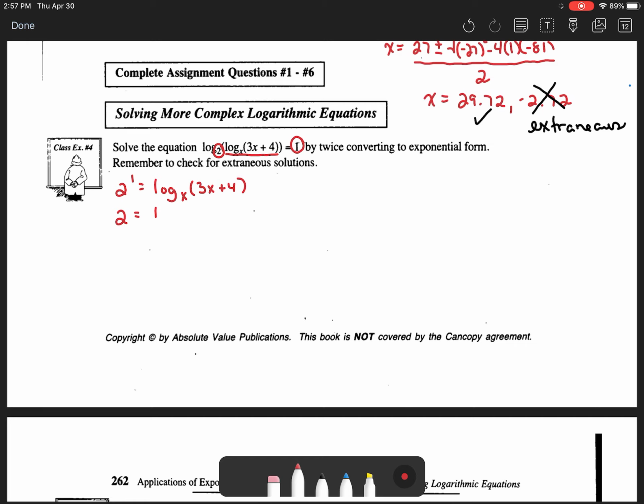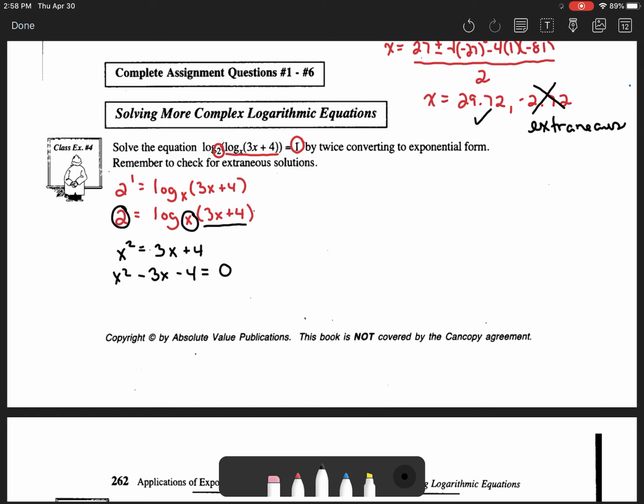So I'll just get rid of that exponent of 1. I don't have to write it. It has the same value. So log base x of 3x plus 4. So what I do now is I convert to exponential form a second time. So x to the exponent of 2 equals the argument, so equals 3x plus 4. So I'll take the 3x plus 4 across to the left-hand side, so I'll end up with x squared minus 3x minus 4 is equal to 0.